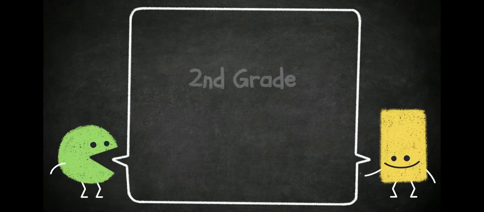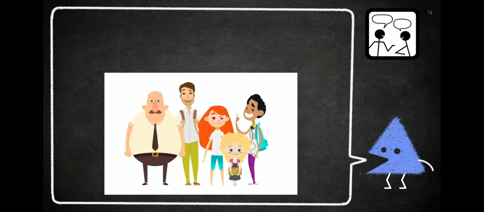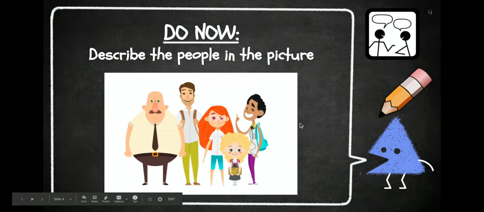Today we'll be working with second grade. We're going to be looking at adjectives. Let's start with the do now activity. For this do now activity, describe the people in the picture. Write down some words that you would use to describe these people. What do they look like?